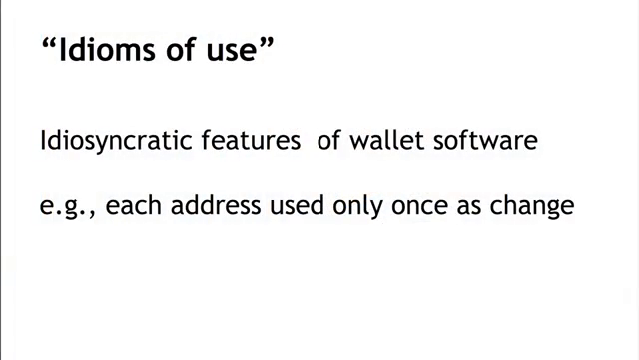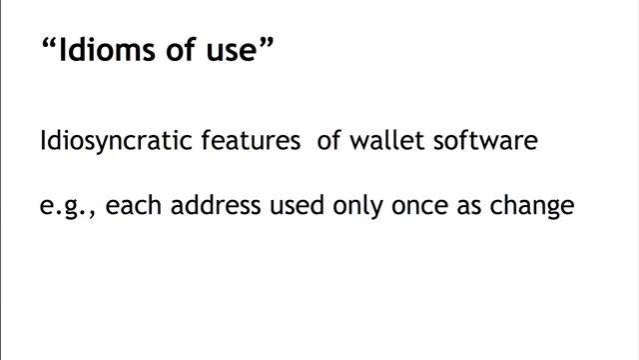The authors call this idioms of use, and they exploit idiosyncratic features of different wallet software. For example, one thing they found is that most wallet software use an address as a change address only once. That means that this, in fact, seems to sort of follow Bitcoin best practice for anonymity in a sense. If you have a new transaction where you need to create a new change address, don't use an address that you've already used before as a change address. Create a new address and use it for this purpose.